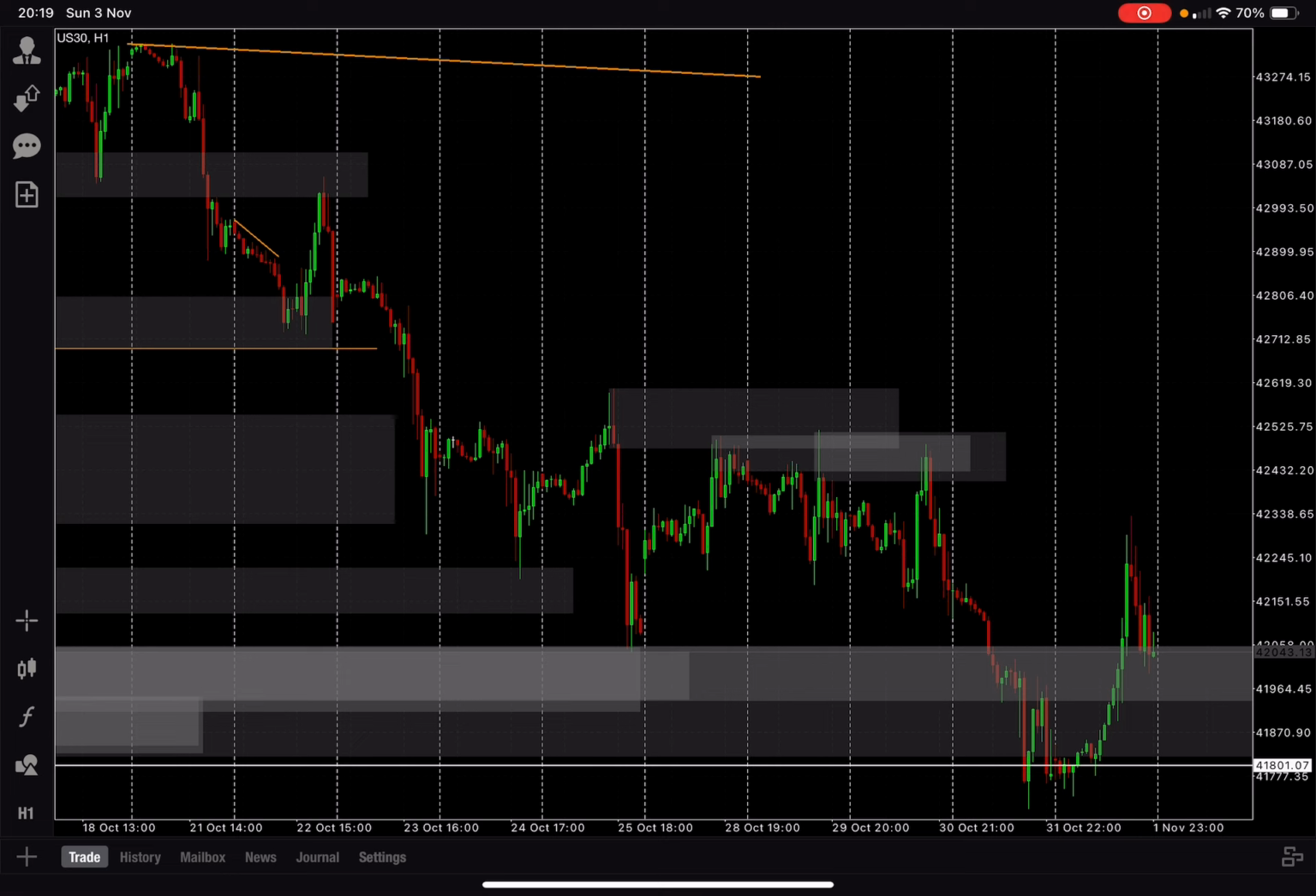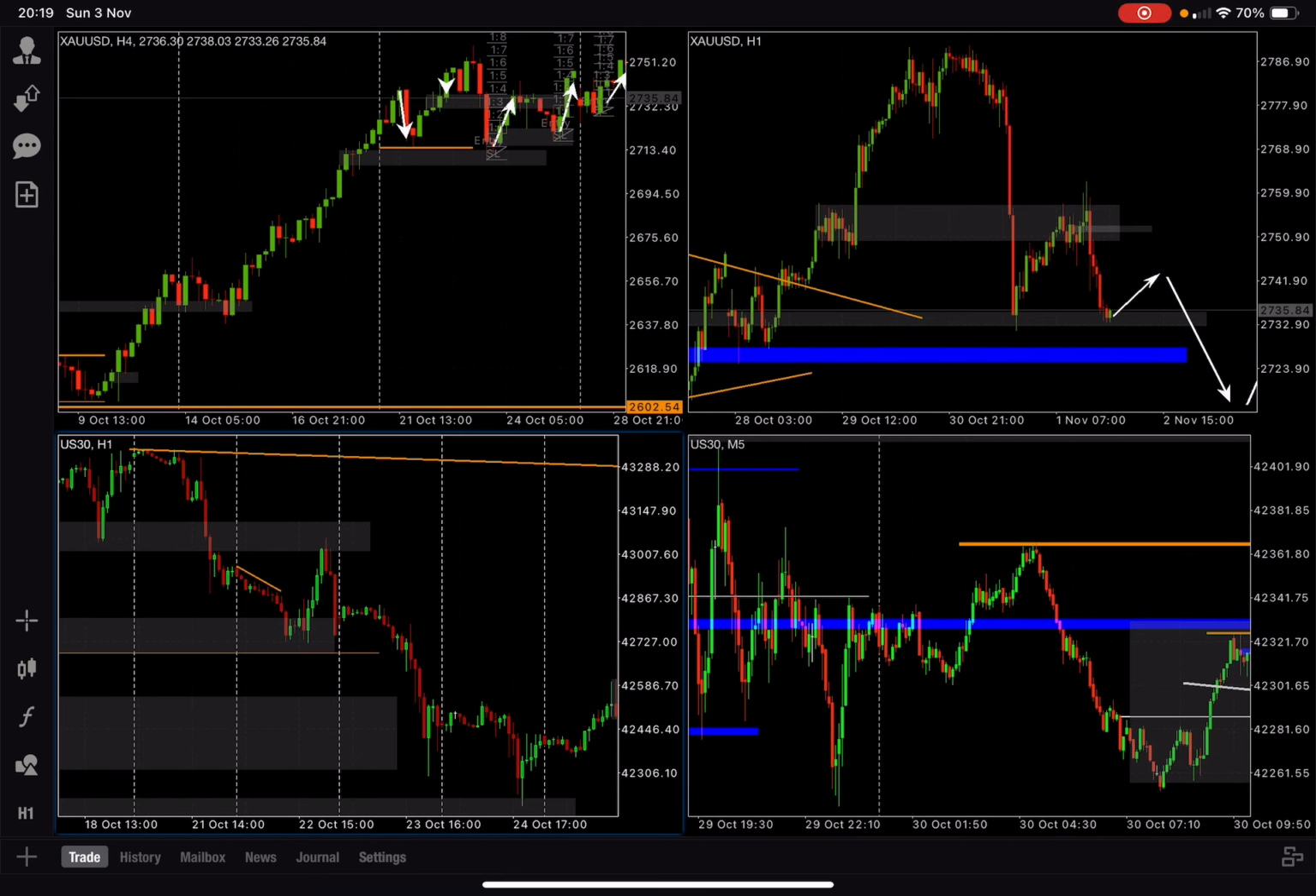So you can have completely the wrong bias, but if you manage your entries and your trade effectively to the strategy that you learn, then you can manage your risk, and your strategy and your rules are there to minimize as much risk as possible.